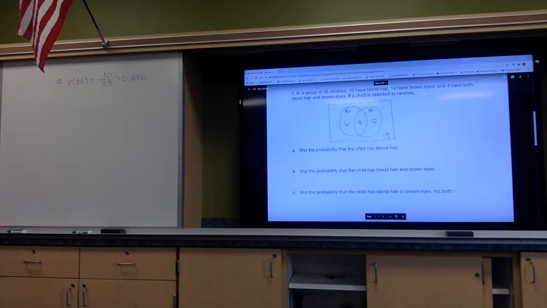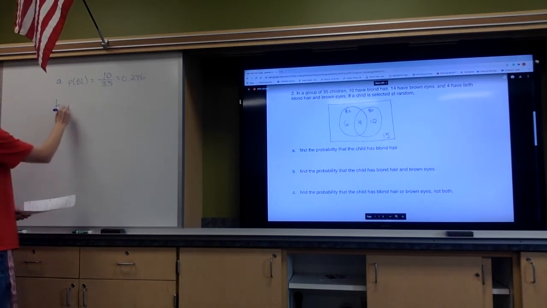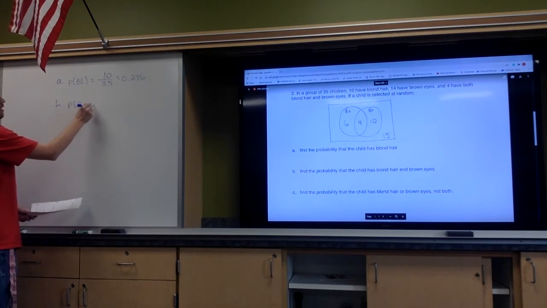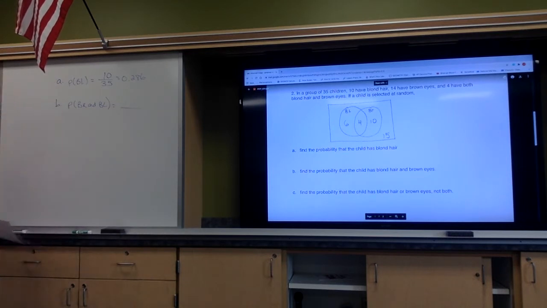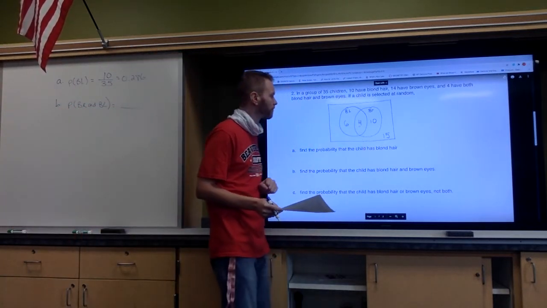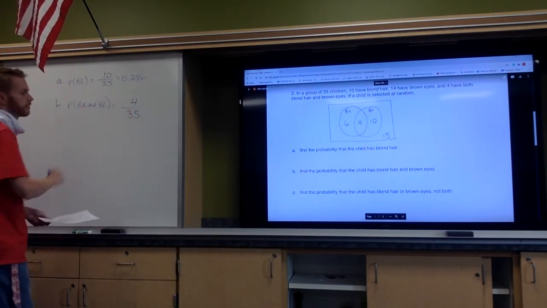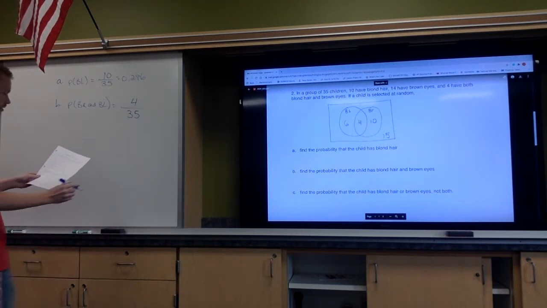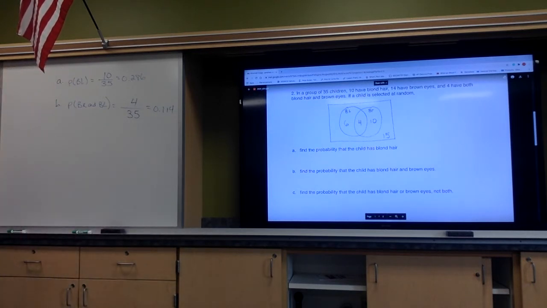So far, so good. Next, part B. The probability that a child has blonde hair and brown eyes. Okay, so there's an and involved, so we want both of those to occur. So looking at the Venn diagram, I think we only have one option, right? There's one number that satisfies that. So it's going to be a 4 out of a total of 35. Both of those occur. Okay? Divide. We get that as a decimal, or 11.4%, either way.